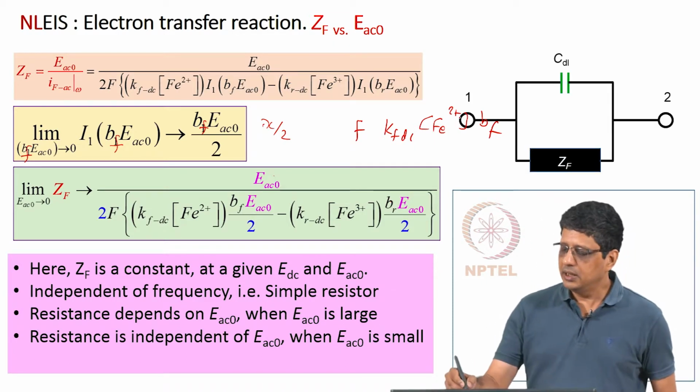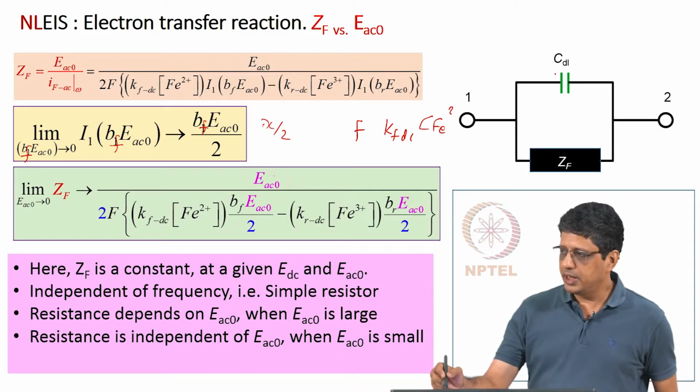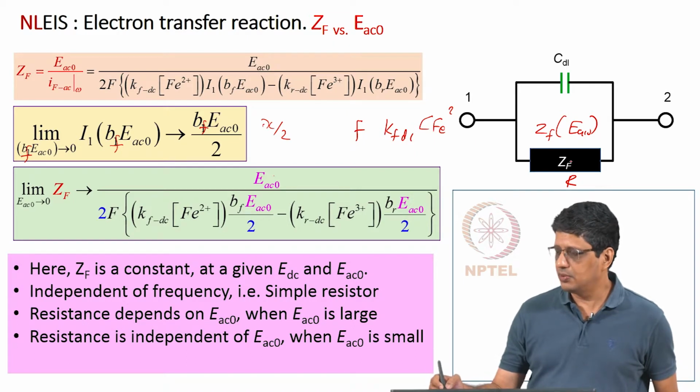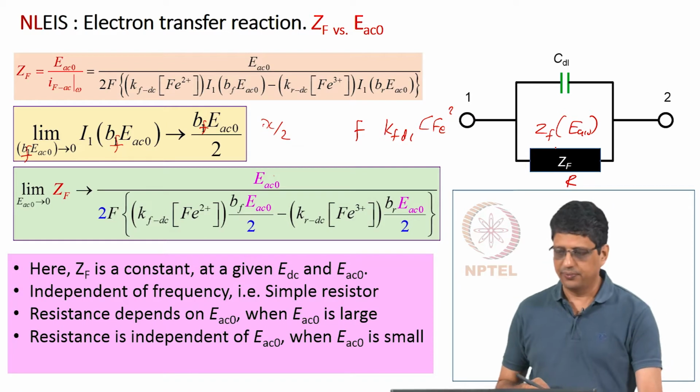So, basically if I model it as a parallel combination of double layer capacitance and a Faradaic impedance, I will get ZF. ZF here is a function of EAC 0 when EAC 0 is large. ZF here is just a simple constant resistance when EAC 0 is small. When it is large, it is still a resistance, but it depends on EAC 0.